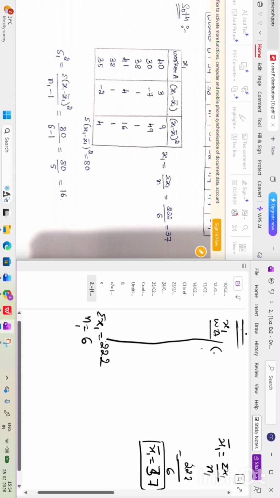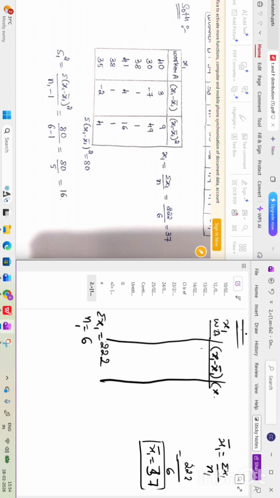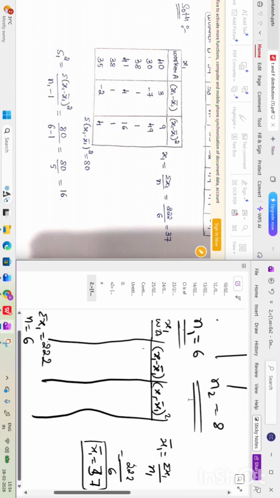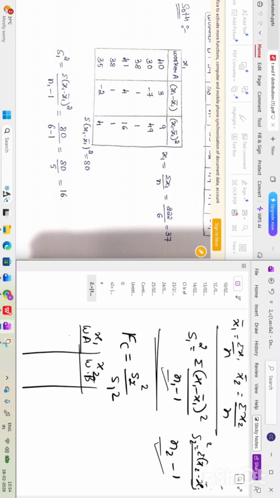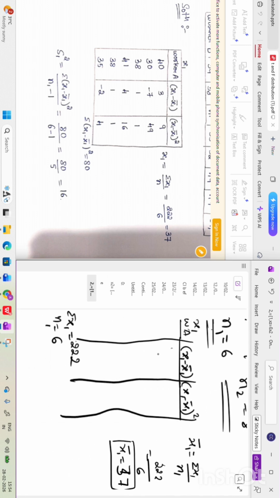After that, what do we need to find? We find x1 minus x1 bar, and then x1 minus x1 bar whole square. Why do we find these two? Because we have to find s1 square, and in s1 square, summation of (x1 minus x1 bar) whole square is there. So that's the reason we are finding these two columns. The first x1 value is 40, minus x1 bar 37, the answer is 3. Like that, you should calculate for every value.